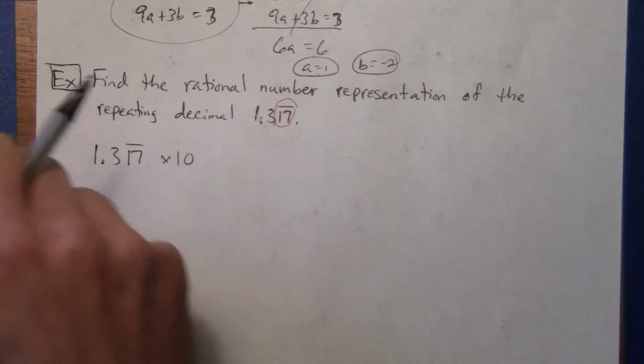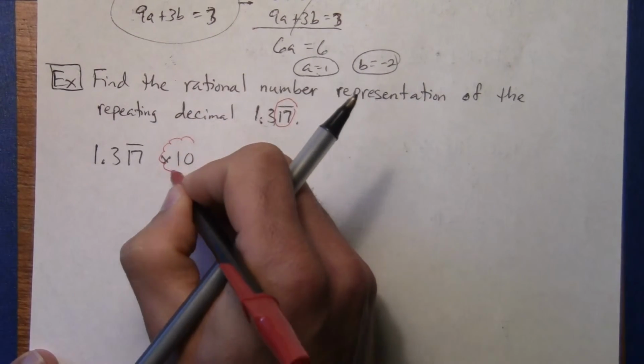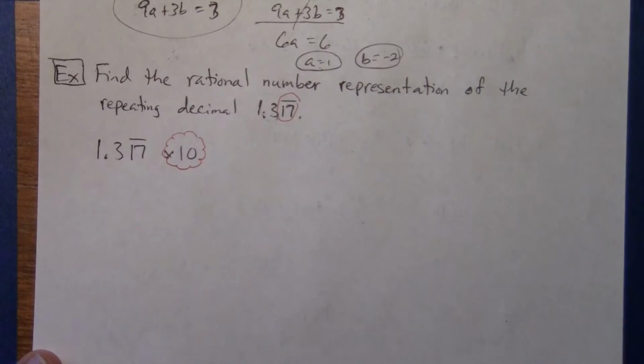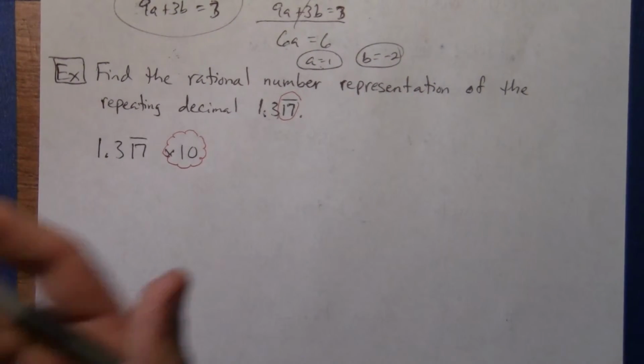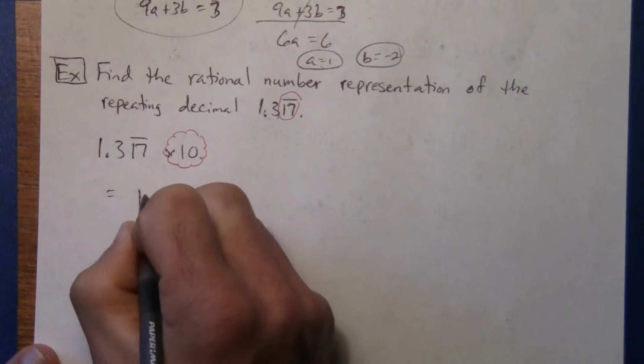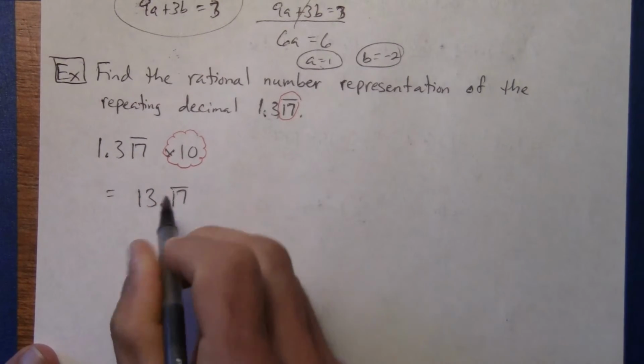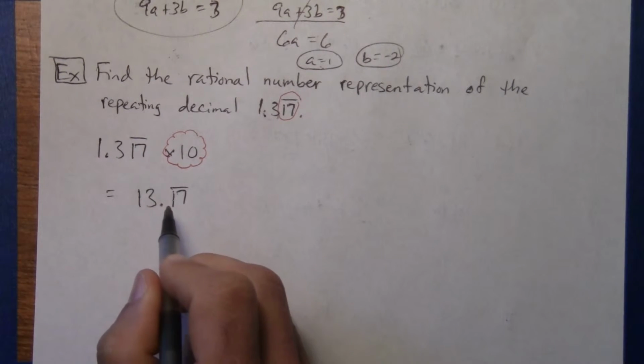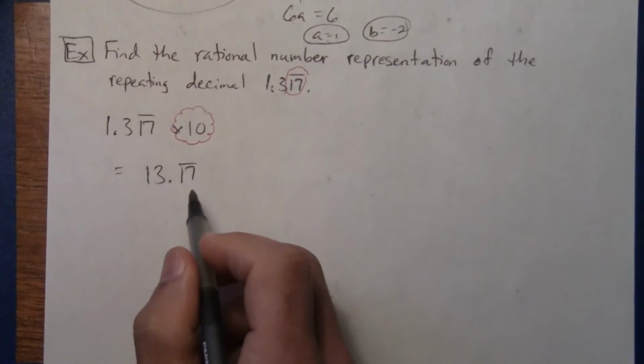That is important that I remember this, because I'm changing the actual number when I multiply it by 10, so I have to remember to fix it because that's not going to give you the right answer. Alright, well what that's going to give me is 13.17, and now the part that's repeating is on the right side of the decimal place, which is what I like.